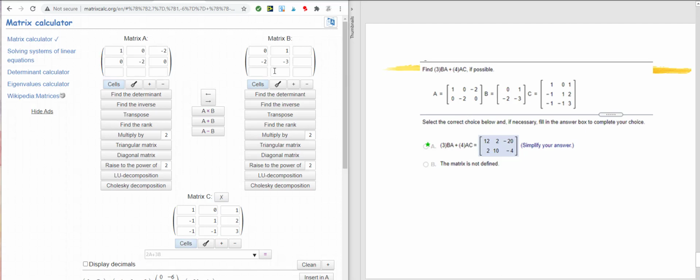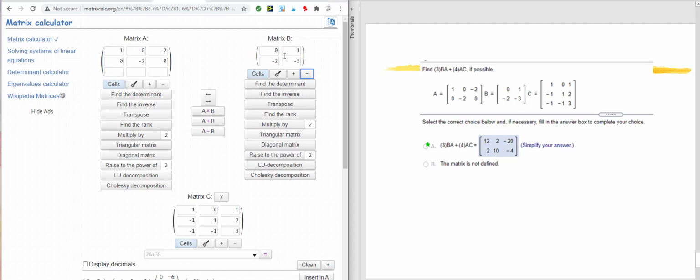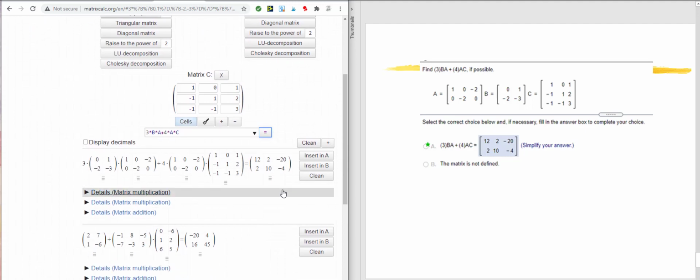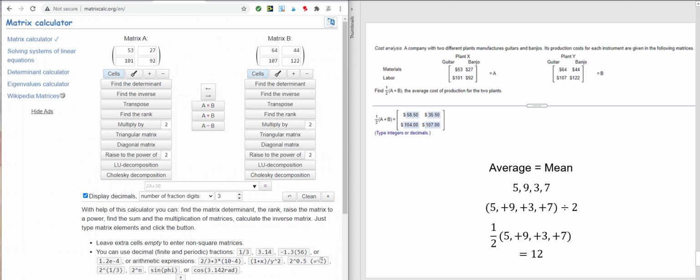Now when I look at my B matrix, I could leave it like this or just click the negative or the subtract, and it just takes out pieces of it. Now, all we have to do is do exactly what we see. So we're going to have 3, and I would do times B times A plus 4 times A times C. Let's see what we get. There we have it. Pretty cool. Not too bad. Let's look at this last one.